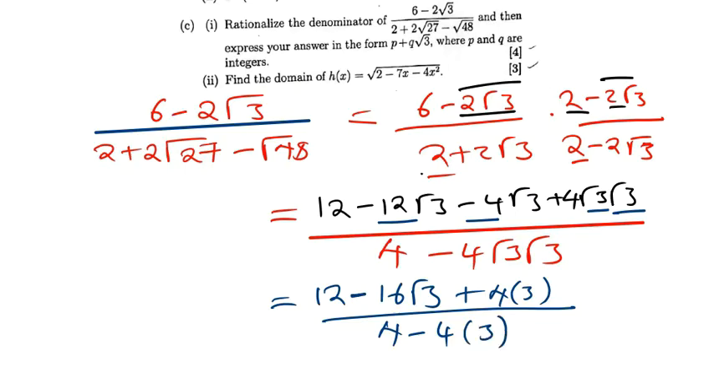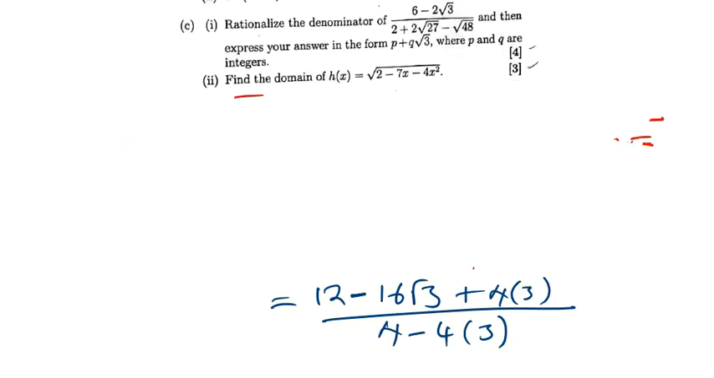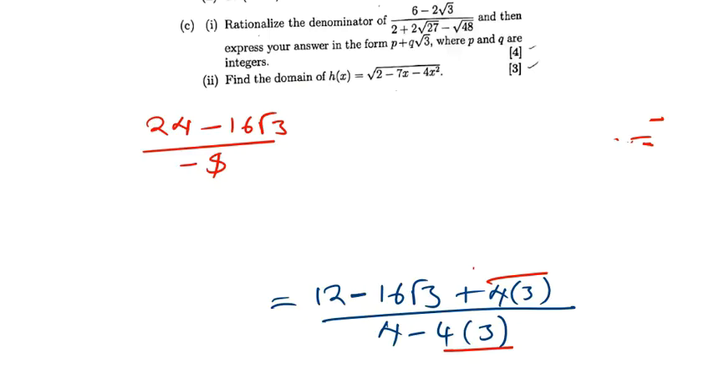So finally, after rationalizing, we remain with 12 plus 12, which is 24, so 24 minus 16 root 3 over 4 minus 12, which is minus 8. At this point we can choose to divide by minus 8 throughout.